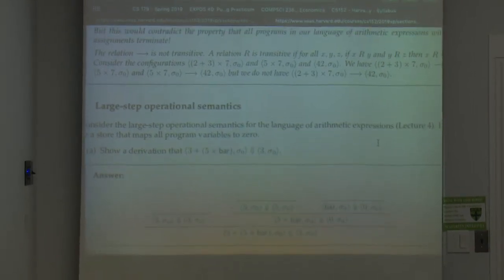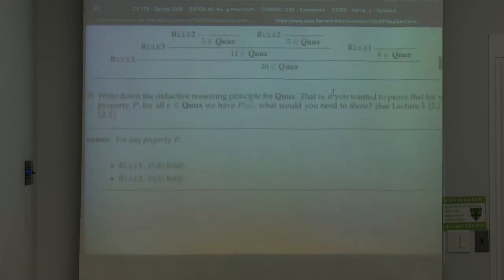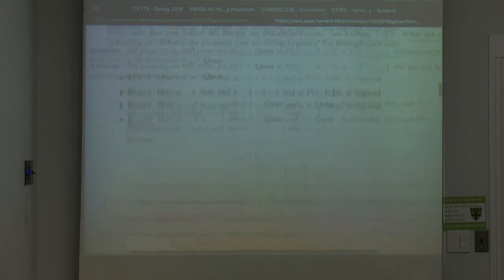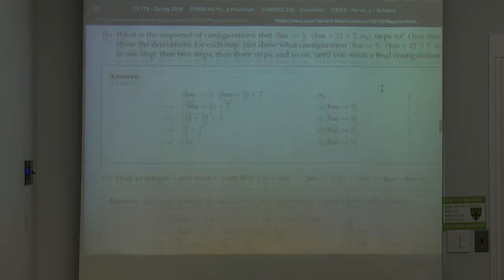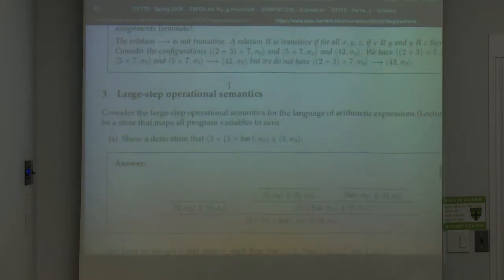Let's look at the large step derivation of this and then compare it to the small step derivation. So let's look at the small step derivation again. Oh yeah, here it is, right? The small step derivation is such that we have bar going to 0, and then 5 times bar to 5 times 0, and then 3 plus 5 times bar going to 3 plus 5 times 0. But this is completely different than this.